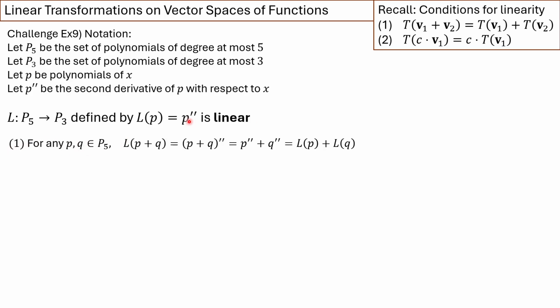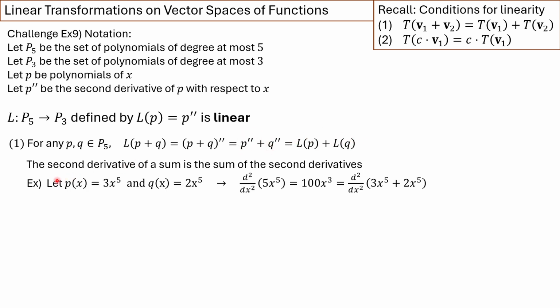First, to check the first condition, if we take two vectors and we sum them together and then we do the transformation, do we get the same output as if we took the individual transformations and then summed them? Well, yes, if we take two polynomials, p and q, and then we take their second derivative after we add them, we do get the same result as if we took the second derivatives of those polynomials first and then added those second derivatives together.